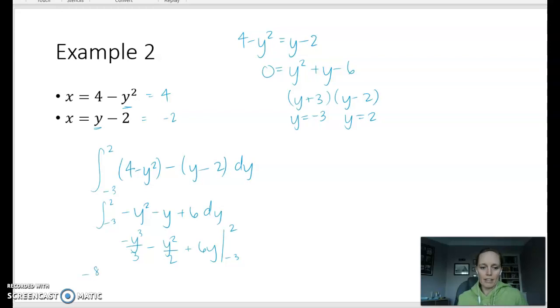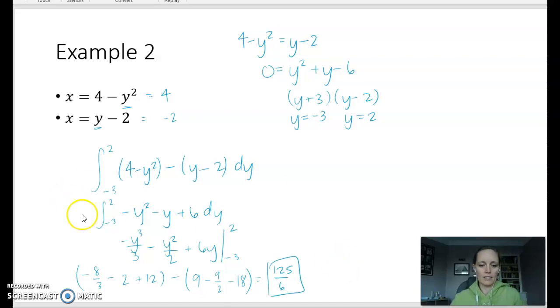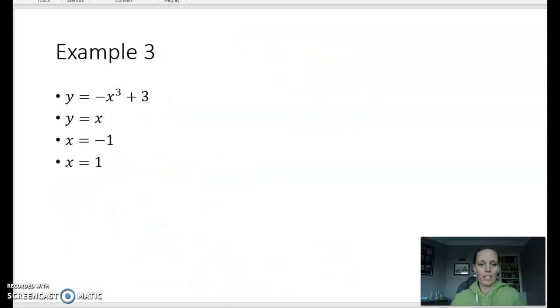That's going to give me negative 8 over 3 minus 2 plus 12. And then when I evaluate at negative 3, that's going to give me a positive 9 minus 9 over 2 minus 18. I would need common denominators and everything. I did all this work already so that I'd be prepared, but my final answer is 125 over 6 once I simplify all of that.